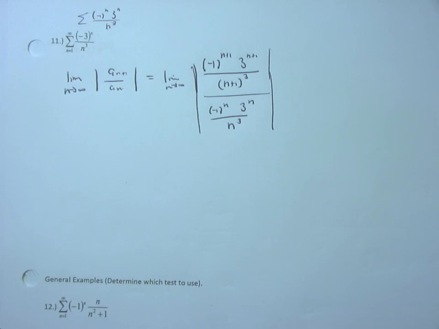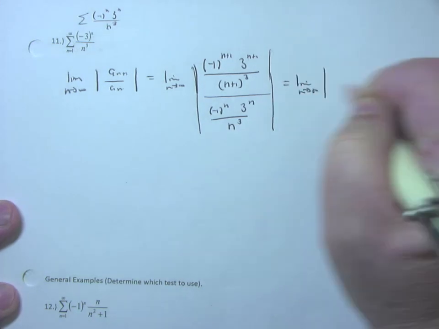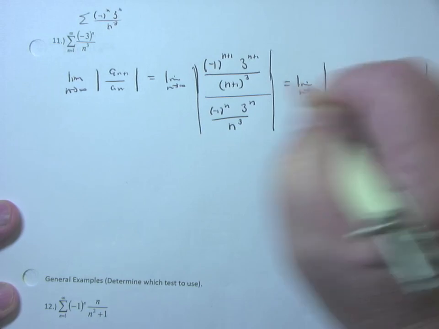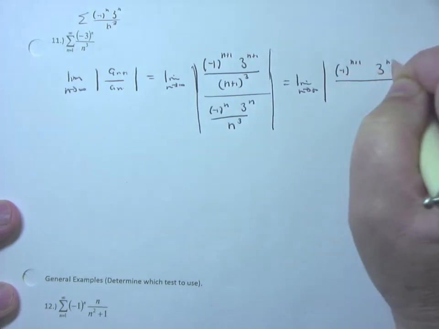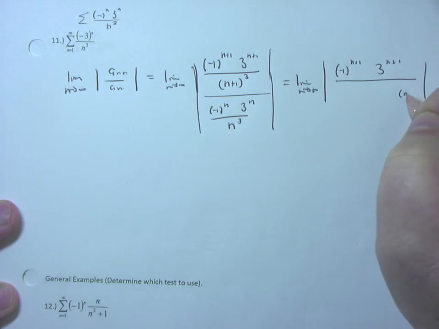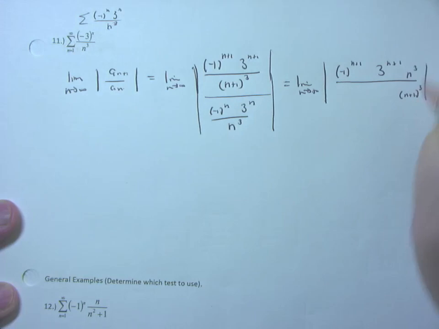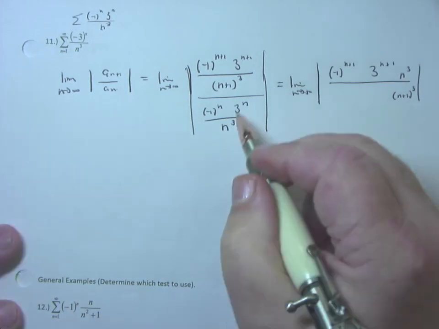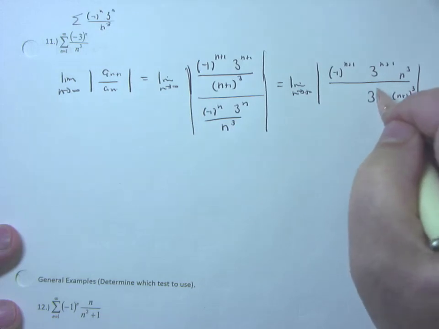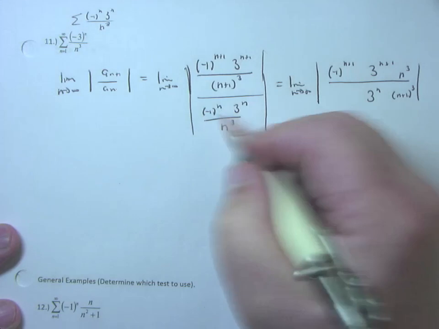Now, take the limit as n approaches infinity, invert, multiply, and group together like terms. This will be equal to the limit as n approaches infinity of the absolute value of negative 1 to the n plus 1 times 3 to the n plus 1 divided by n plus 1 cubed. When I invert and multiply, the 3 to the n shows up on top. I'm grouping them together with the n plus 1 cubed. The 3 to the n will flip up, will be on the bottom. I'll group it with the 3 to the n plus 1. And the negative 1 to the n will actually be on the bottom.